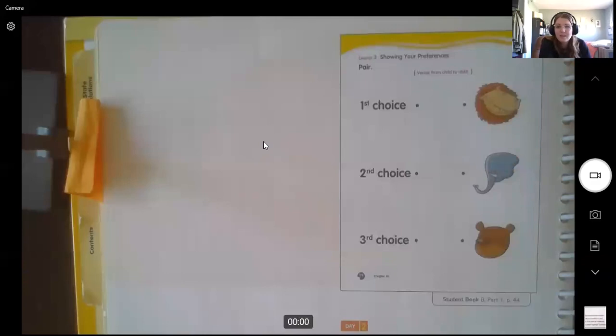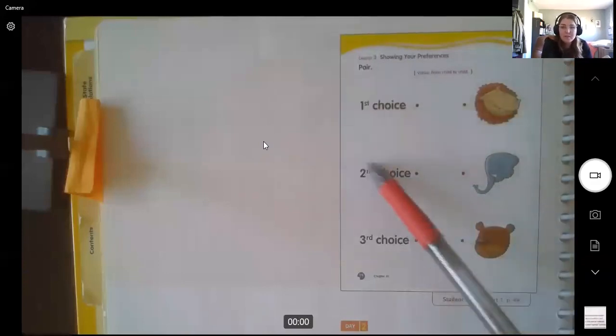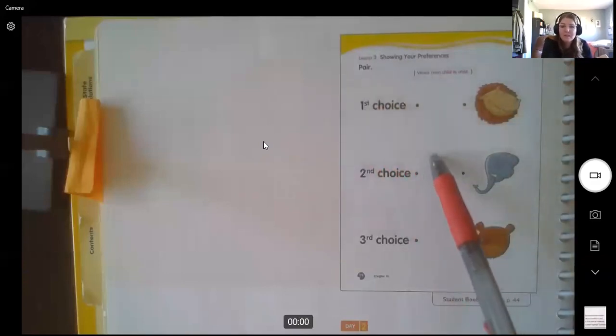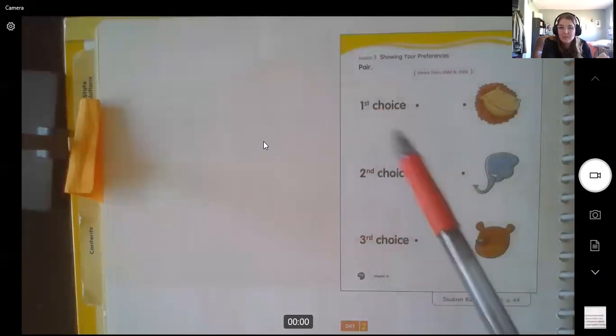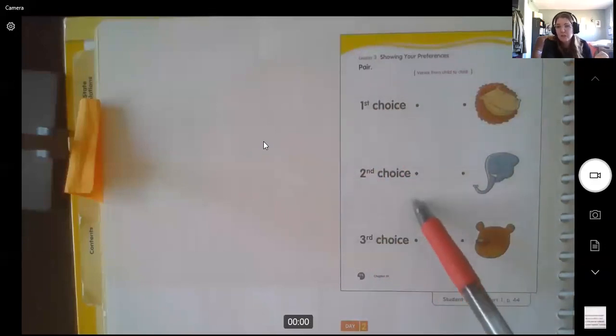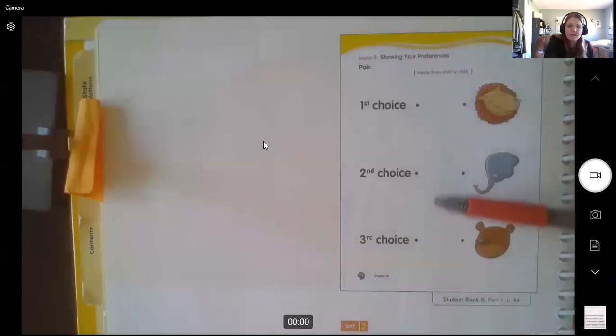How about the second choice? What's the second animal they would want to see? So if I wanted to go see the elephant first, then maybe my second choice would be either the lion or the bear. And then what would be my third choice, my last choice? Help your student to understand that first choice is most important. It's what they want to do the most. And second choice is what would come after that first choice. And third choice is what would come after that second. So help them to understand the importance of first, second, third.